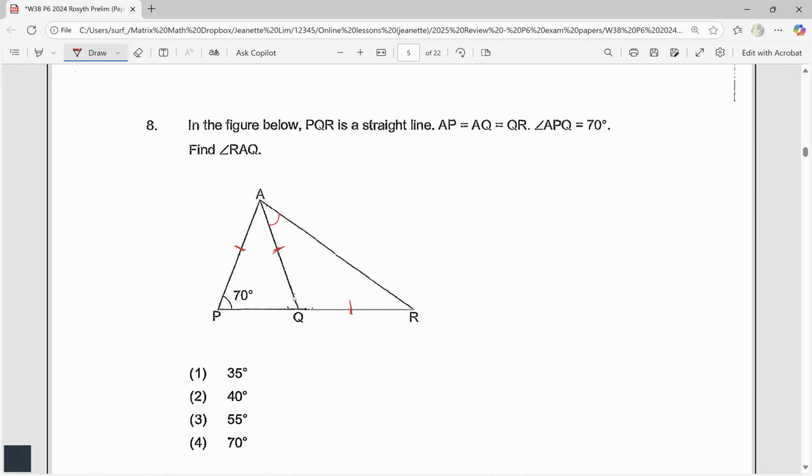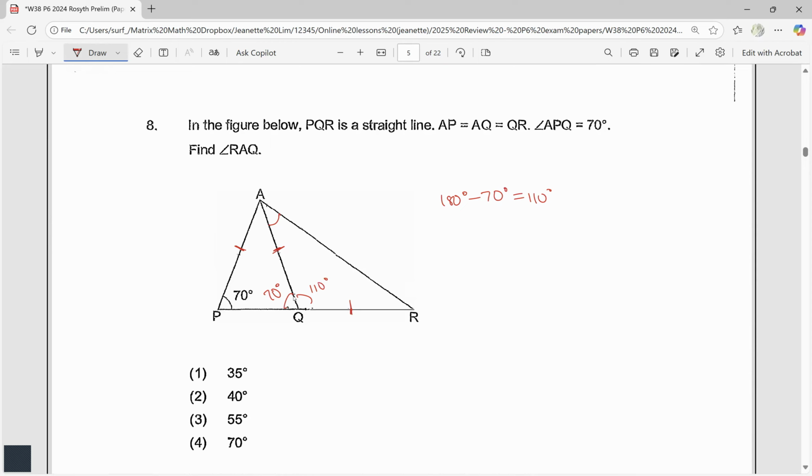Now, because we have isosceles triangles, this one here would be 70 degrees, equal sides, equal angles, and this angle here, 180 minus 70, 110. So this is 110.